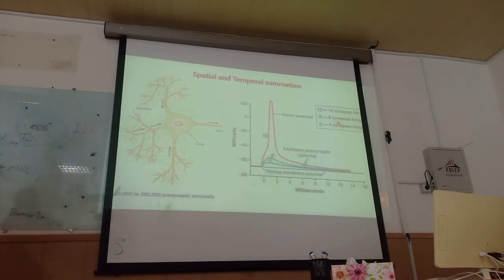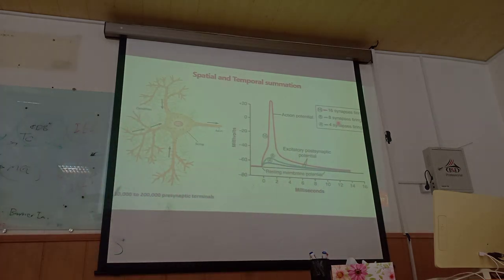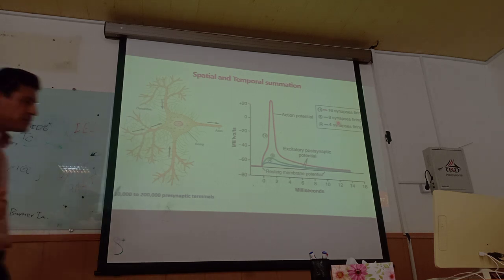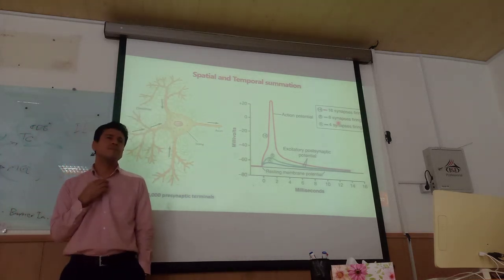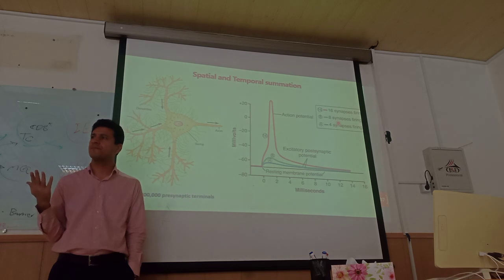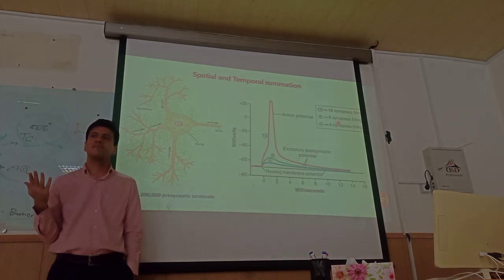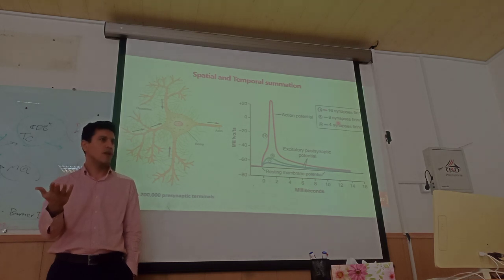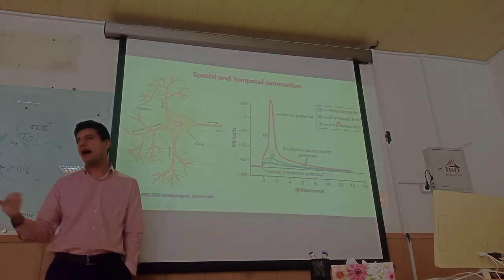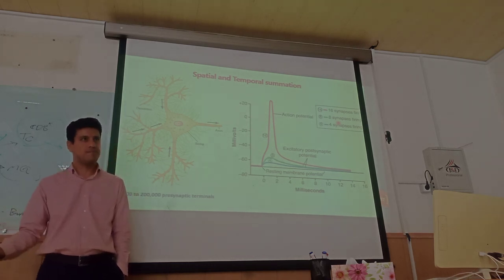So, EPSP is subject to decremental conduction, right? There may be some decrease. So, if you have decrement, and most of the potentials are lost during this conduction, so how is the cell activated?